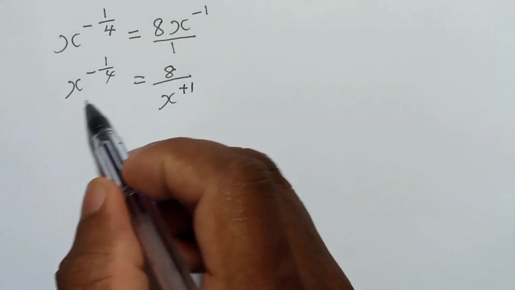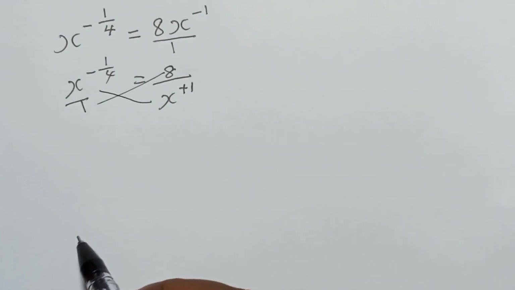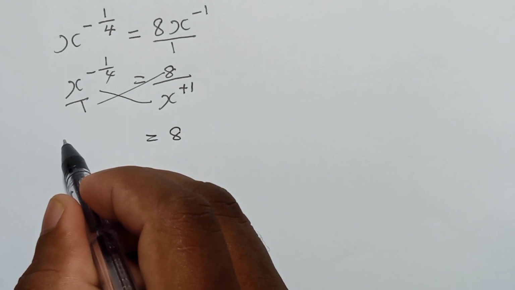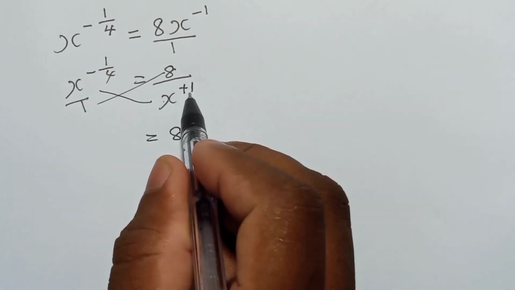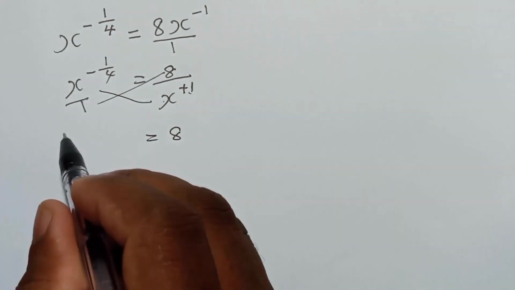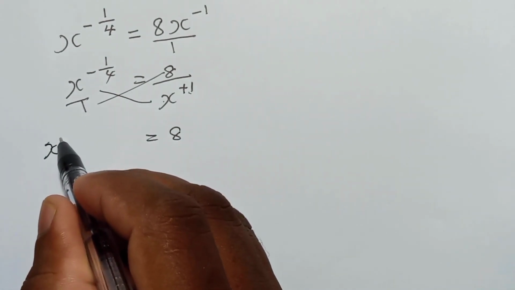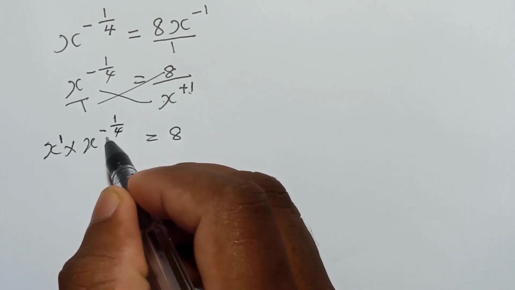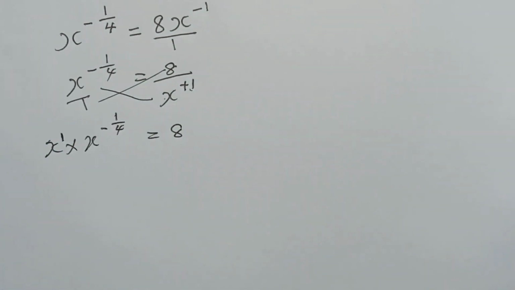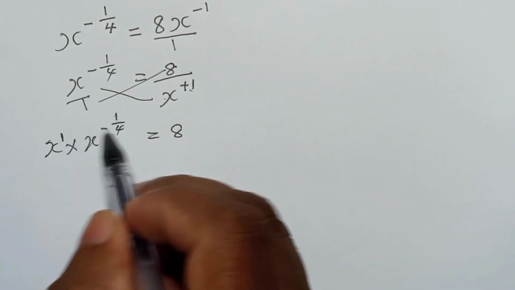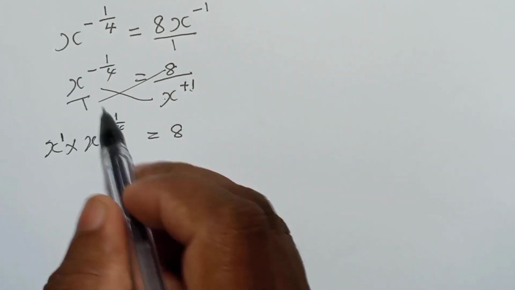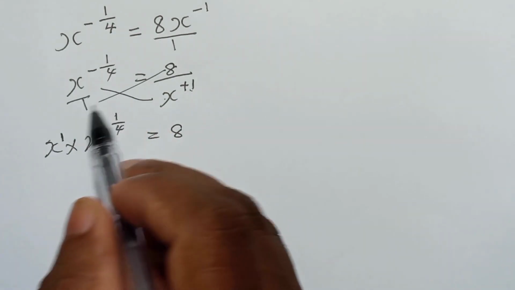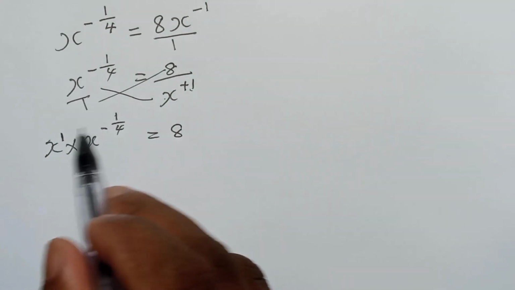Then you can apply cross multiplication here. 1 into 8 is 8, right? Here will be x to the power 1 when you multiply with this, right? I can write it this way, x to the power 1 into x to the power minus 1 over 4, right? This came to my mind, that's why I did not bring this to the denominator. This negative index I don't try to make positive, right? Now I can simplify here, right?